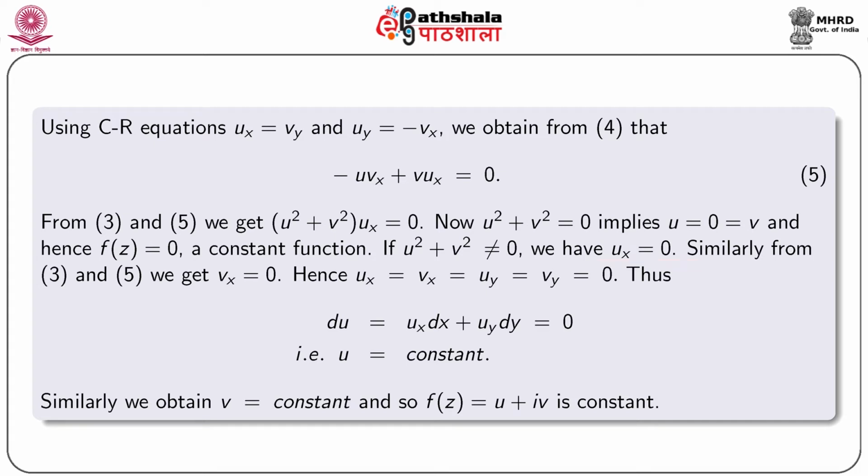Similarly, solving 3 and 5, we can get vx equal to 0. Hence, we obtain ux equal to vx equal to uy equal to vy equal to 0. Thus, du, which is equal to ux dx plus uy dy, is 0, and after integrating we can get u as constant. Similarly, we obtain v equal to constant, and therefore, the function f(z) equal to u plus iv is constant.